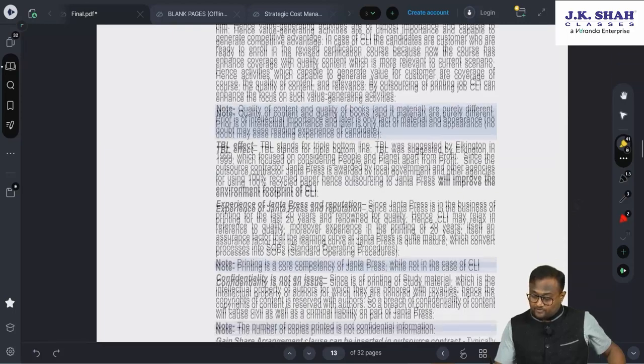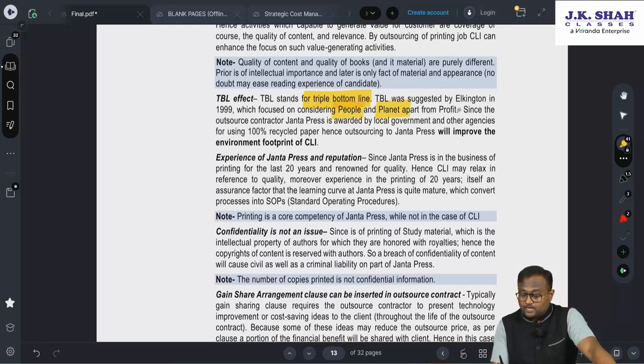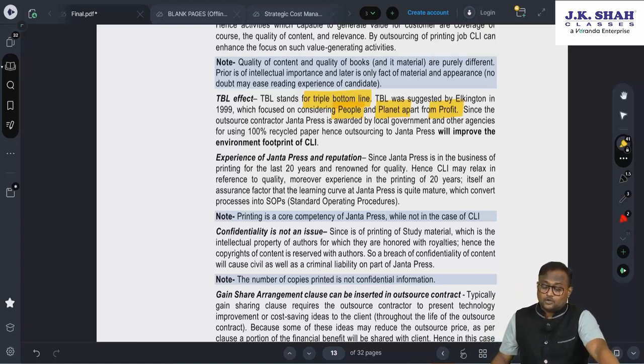There can be a triple bottom line effect since I am going to help people, planet as well as profit. Cost goes down, profit improves. If cost goes down, which is not the case in this scenario, you are still supporting the environment because it's an eco-friendly organization which is saving some papers, recycling the papers, and of course people, you are creating the employment for, you are creating the workload for others.